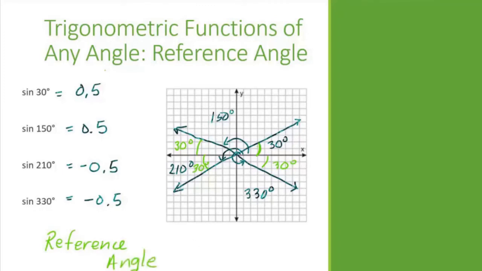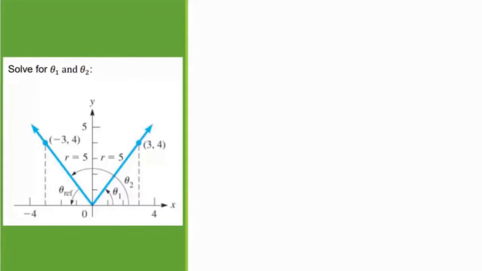Let's explore that a little further. Let's start with this example. We're asked to solve for theta 1, a quadrant 1 angle, and theta 2, a quadrant 2 angle. All right, so we're told that the quadrant 1 angle, the terminal side rather, goes through the point 3, 4. So we have a 3, 4, 5 triangle where the x value is 3, the y value is 4, and we're told the r value is 5. This is, of course, a right angle triangle.